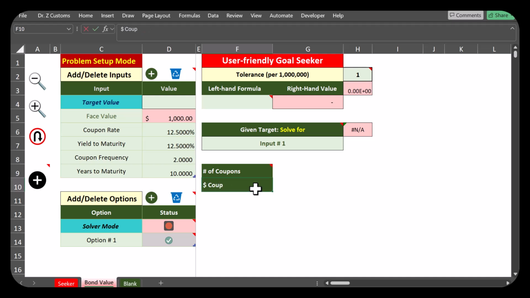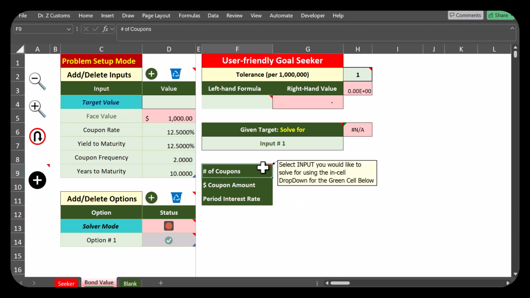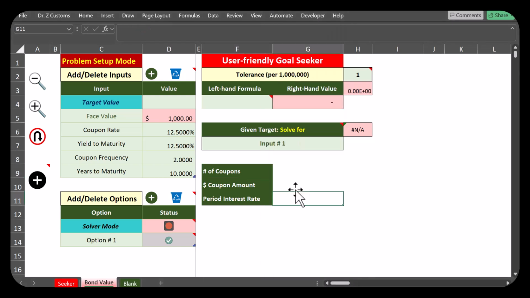I'm going to have one more, period interest rate. I don't need that note. Number of coupons. Well, that's easy to do. Years to maturity times coupon frequency. Right, I'm going to make this a little bit easier. This is D9 times D8.